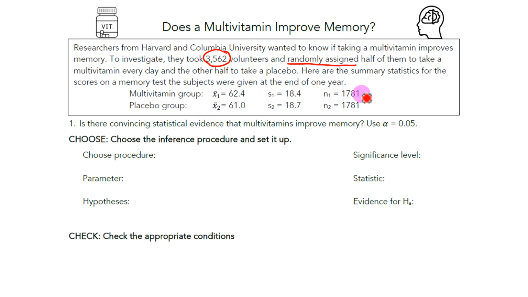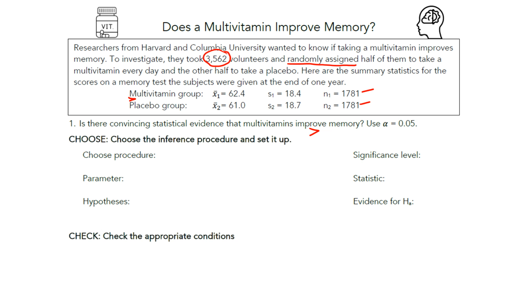We have our 2 different samples here, and both of these are way greater than 30, so we have the central limit theorem, so our conditions are all met. Is there convincing statistical evidence that multivitamins cause improved memory? So like this one greater than this one, multivitamin greater than placebo group.